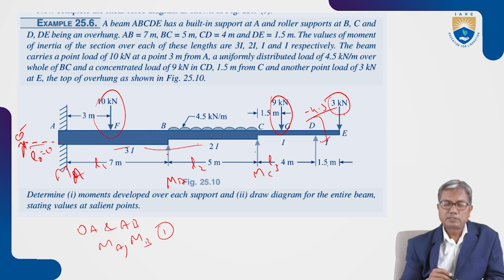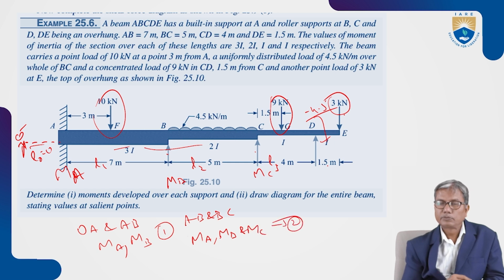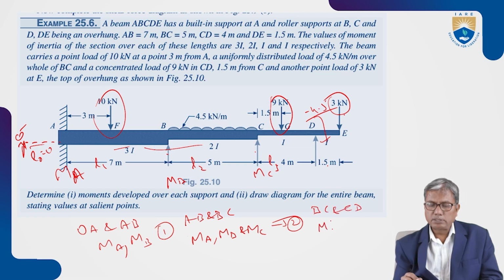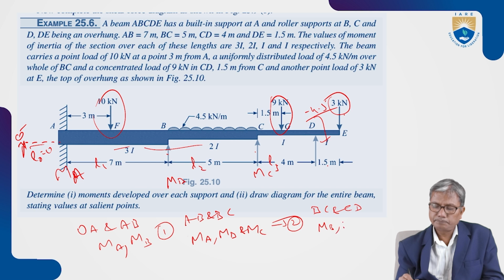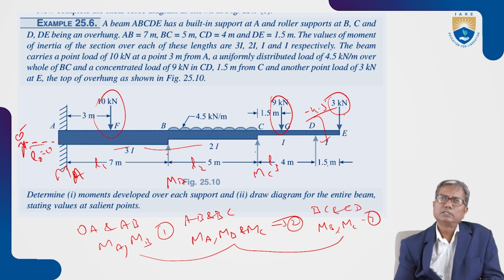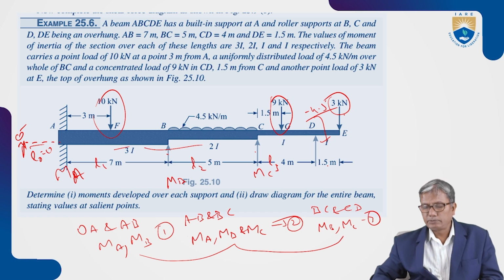Next, apply this for AB and BC. This gives an equation in MA, MB, and MC. Second equation. And apply this for spans BC and CD. This gives another equation in MB and MC. Third equation. So we solve these three to find the moments MA, MB, and MC. Okay, that is the procedure.